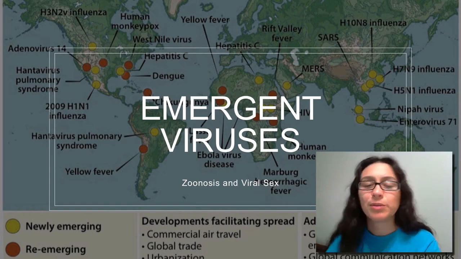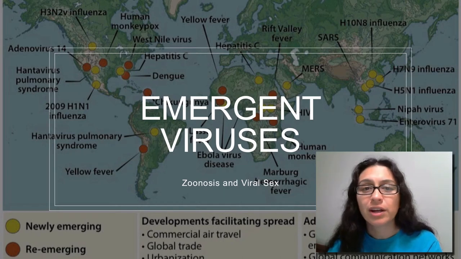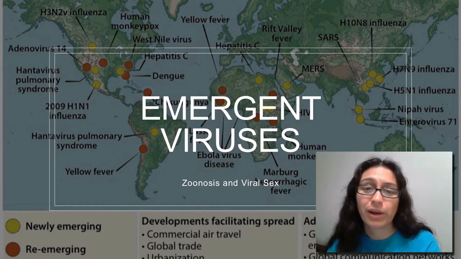Hey Mustangs, in this video we're going to be taking a look at where new viruses come from. Whenever you hear the term emergent, you're talking about a new disease. So it can be a brand new bacteria, a brand new virus, but it's something that we haven't seen before, brand new. When we look at viruses, we're going to take a look at two possible ways a new virus could come about. One is zoonosis and the other is going to be viral sex.